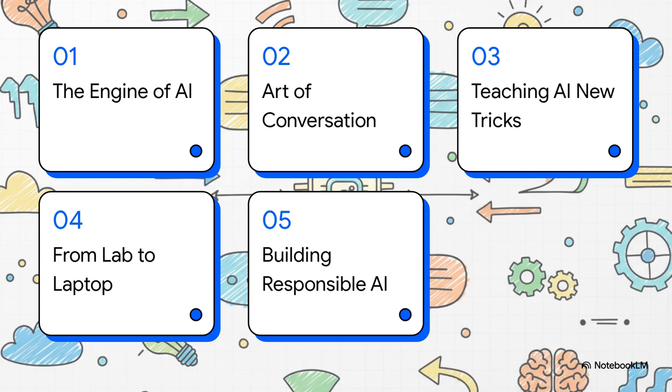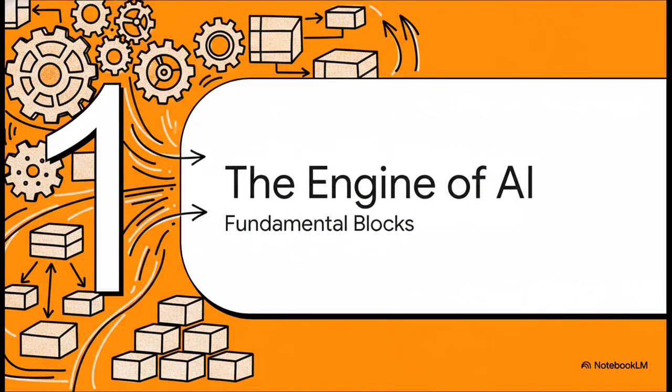First, we'll look under the hood at the engine itself. Then, we'll figure out how to talk to it, how to teach it new things, how to actually run it in the real world, and finally, and this is a big one, how we try to make it safe. All right, first stop, the engine of AI. I mean, before we can talk about driving this thing, we got to know what's under the hood, right? What is it actually made of?